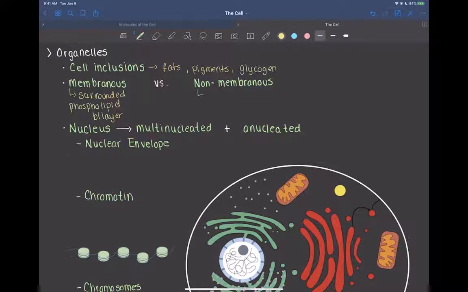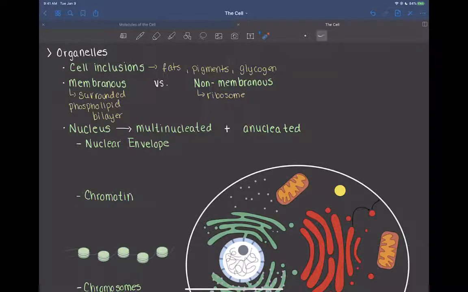All right, and then there are non-membranous organelles, which do not have a phospholipid bilayer. An example of this would be a ribosome. It's a non-membranous organelle. Most of the organelles you probably are already familiar with are going to be membranous. Mitochondria, the nucleus, the endoplasmic reticulum, all of those are going to be membranous.